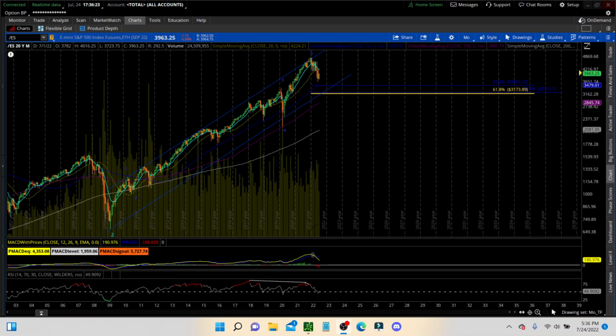We're going to do ES on multiple time frames of the market here. So we're going to check it out and look at a few different indicators.